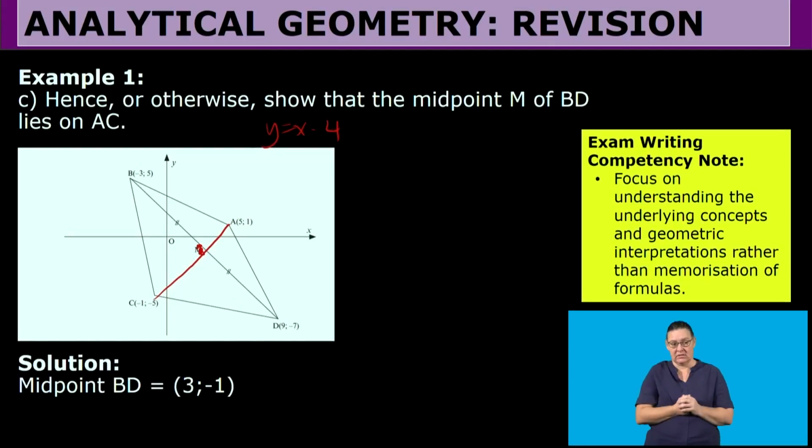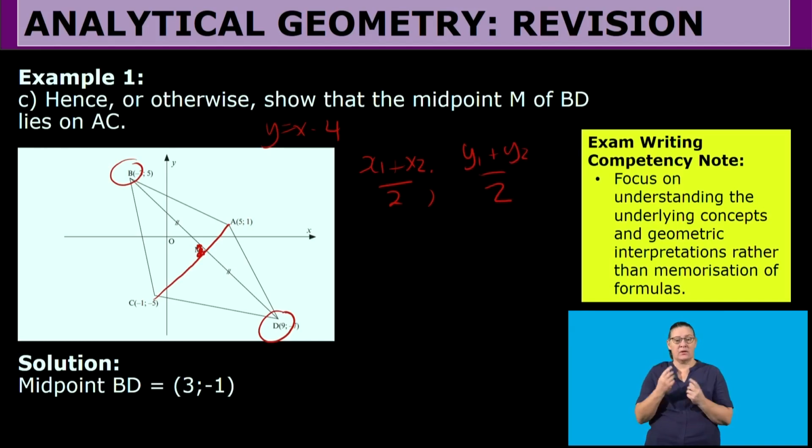Okay, so there's two things we need to do here. First, find the midpoint, and then we work out whether the point lies on the line. So the midpoint of BD, we use the coordinates of B and D, the vertices, and we know that the midpoint is x1 plus x2 divided by 2. That gives me the x coordinate. And y1 plus y2 divided by 2 will give me the y coordinate.